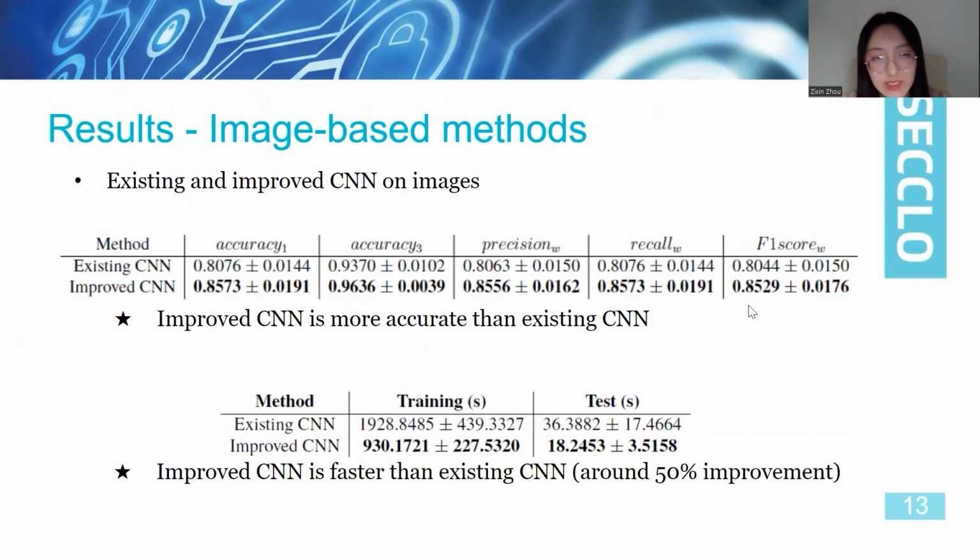For image-based methods, we will compare the existing and improved CNN on images. So for accuracy, the improved CNN is more accurate than the existing CNN. We can see there is a 5% improvement in top 1 accuracy. And the improved CNN has enhanced the speed of the training and testing by around 50%.